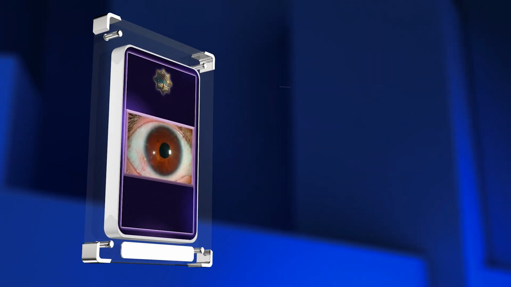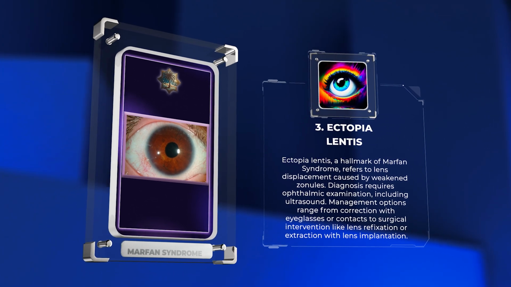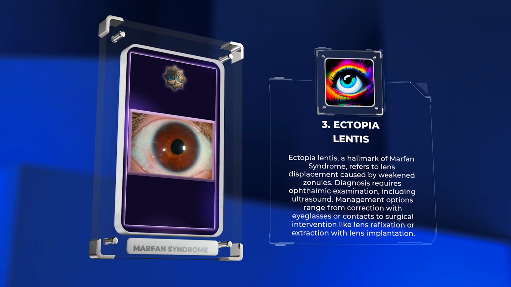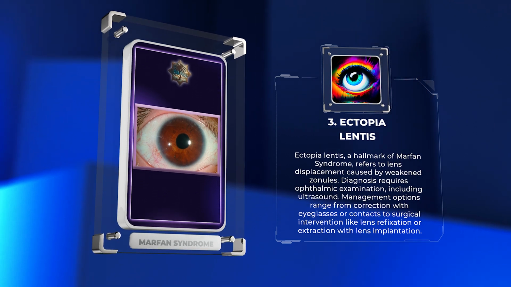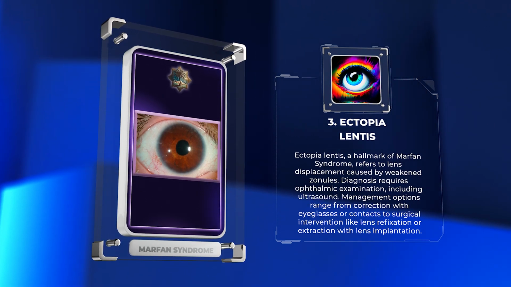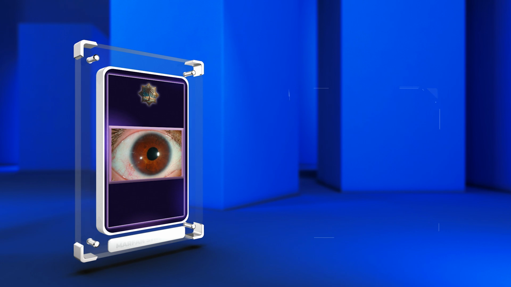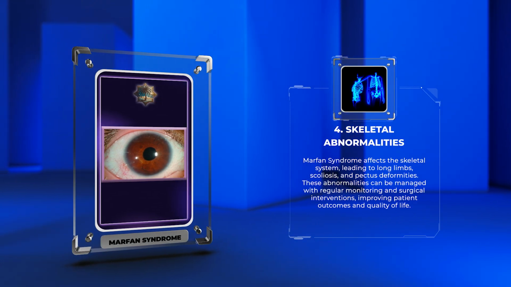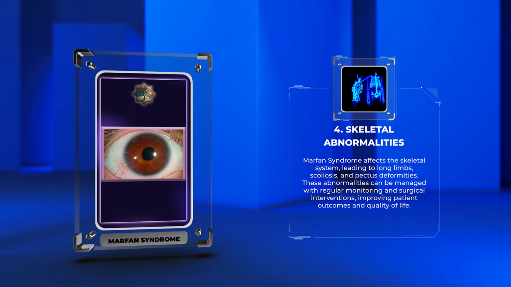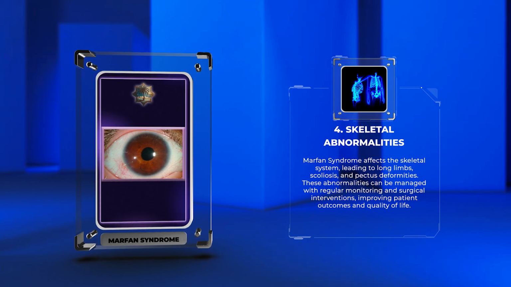Ectopia lentis, a hallmark of Marfan syndrome, refers to lens displacement caused by weakened zonules. Diagnosis requires ophthalmic examination, including ultrasound. Management options range from correction with eyeglasses or contacts to surgical intervention like lens refixation or extraction with lens implantation. Marfan syndrome affects the skeletal system, leading to long limbs, scoliosis, and pectus deformities. These abnormalities can be managed with regular monitoring and surgical interventions, improving patient outcomes and quality of life.